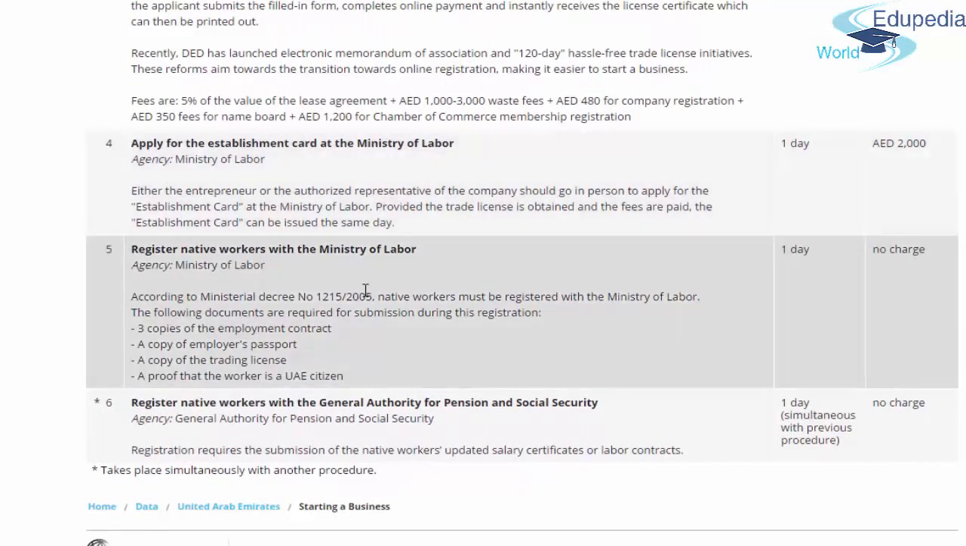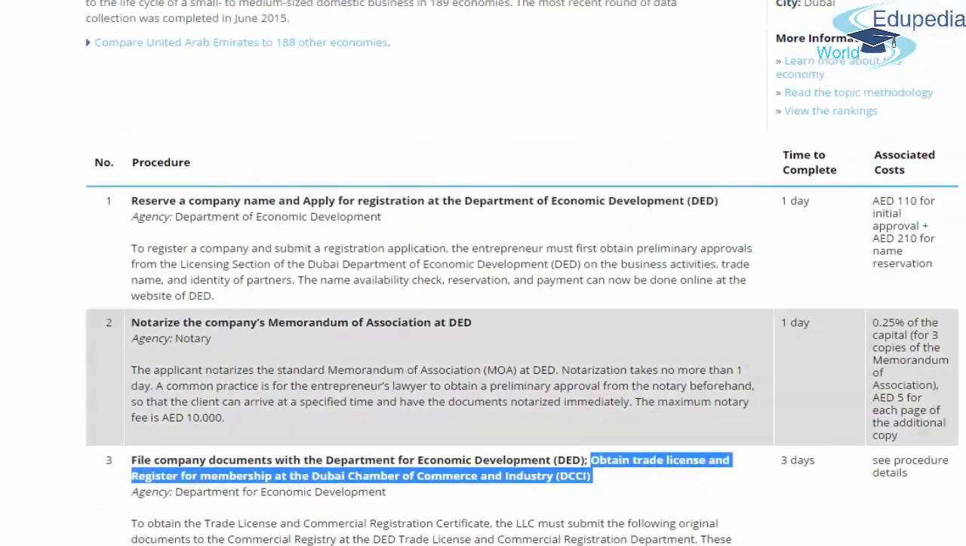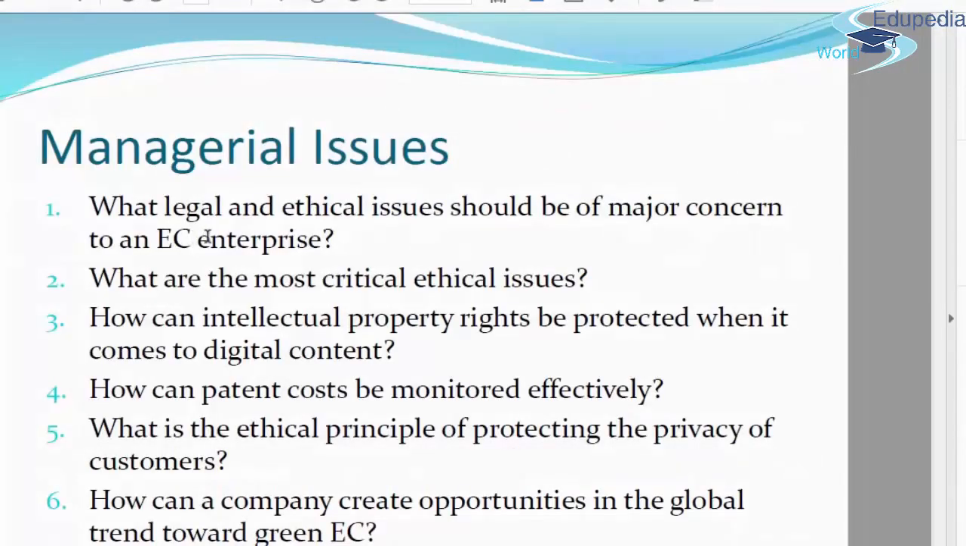Apply for the establishment card at the Ministry of Labor. Register native workers with the Ministry of Labor. Register native workers with the General Authority for Pension and Social Security. I think that's for the local people here. So these are the policies and procedures. If you go back here, these are the legal and ethical issues that would be of concern for my company.